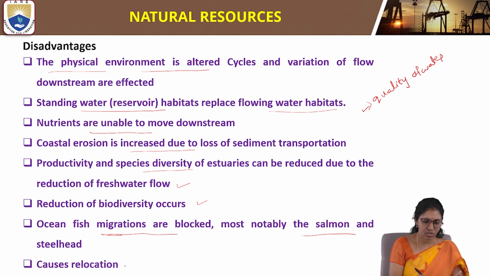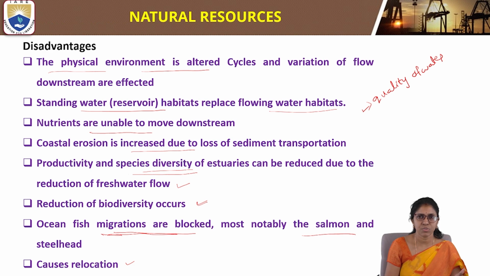And this also causes relocation. So these are some of the main disadvantages of dams. Ocean fish migrations are blocked, most notably salmon and steelhead, biodiversity is reduced, and productivity and species diversity can be reduced due to the reduction of freshwater flow.